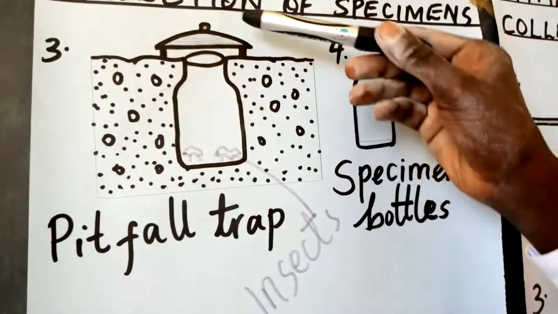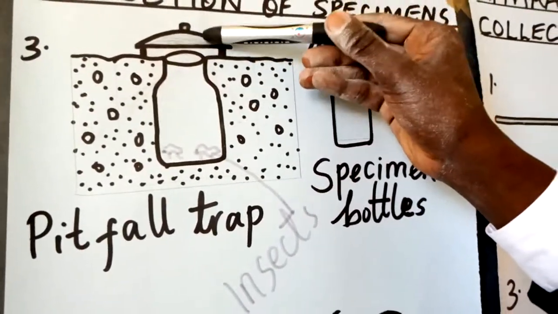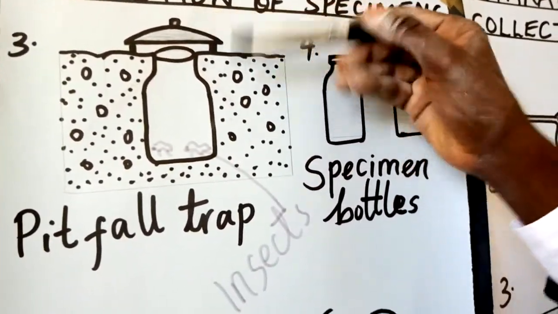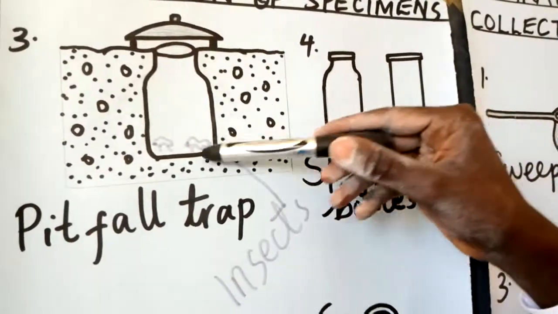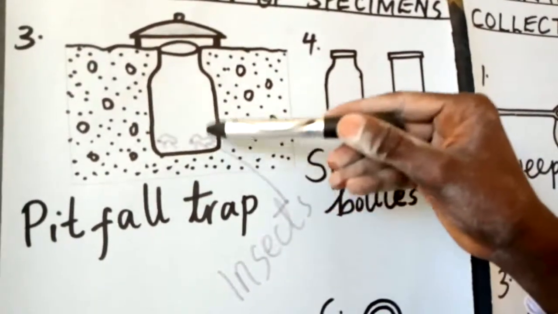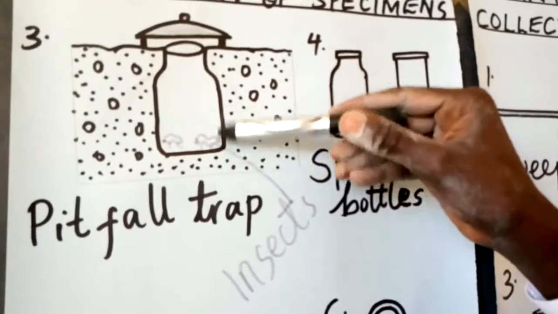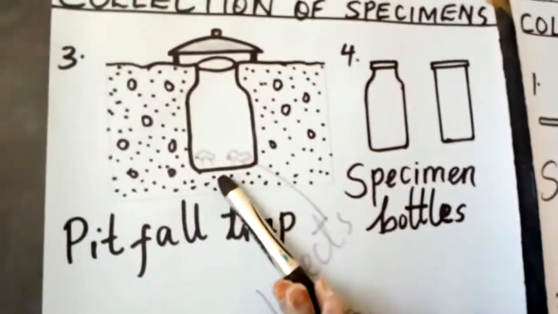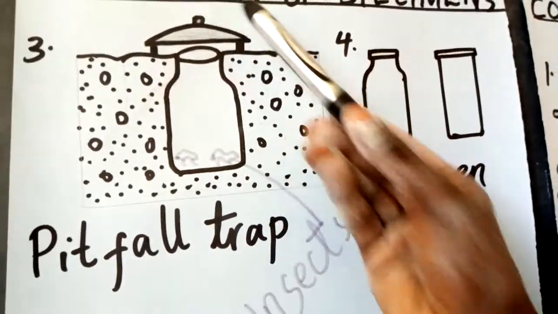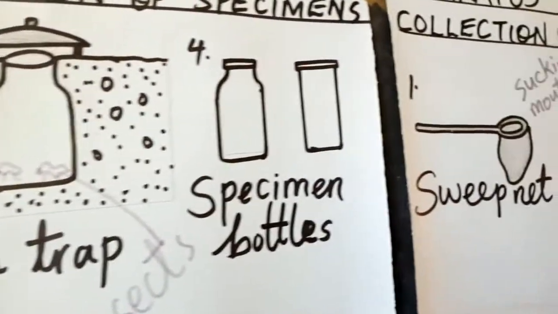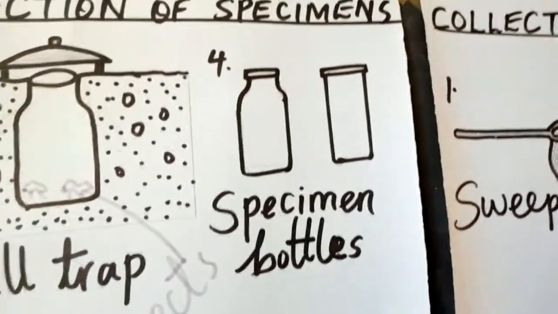It also contains a lid on top of it which prevents rain from falling into the container, which can end up endangering the life of the specimens before they are taken to the lab, and it also prevents some substances such as stones from getting into the container.